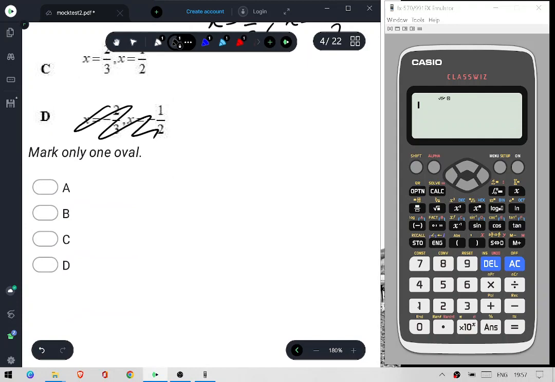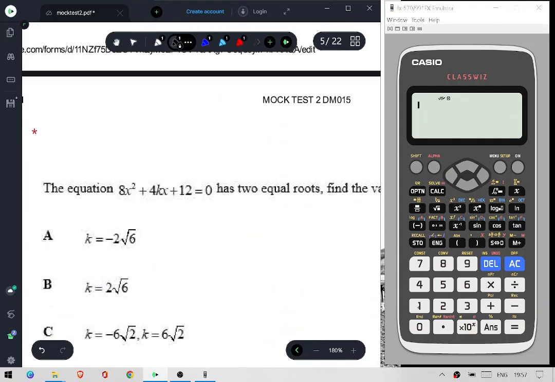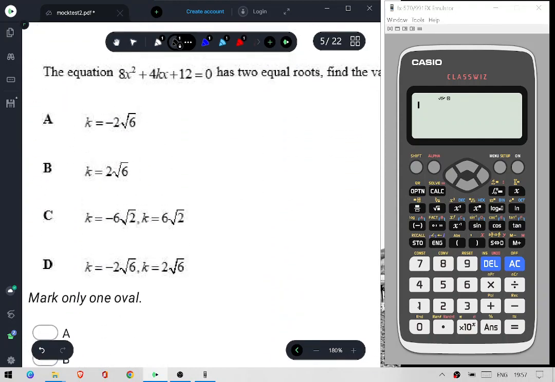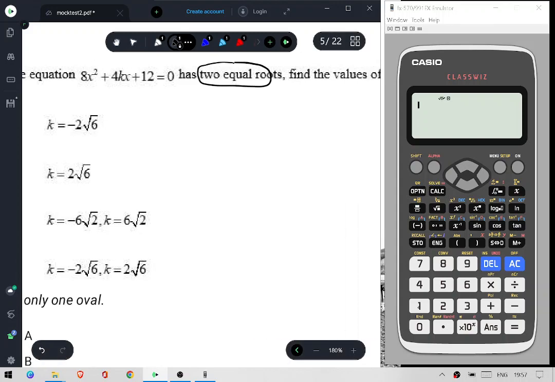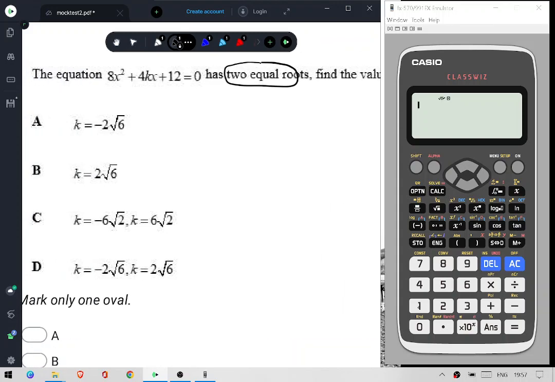Okay, let's go to the next question. Okay, this one doesn't need a calculator. Don't think everything needs a calculator. No need. Equation 8x squared plus 4kx plus 12 equals 0 has two equal roots. Okay, this one needs some thought. Find the values of k.